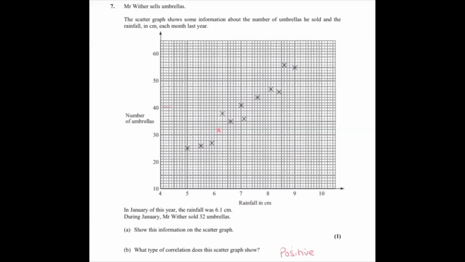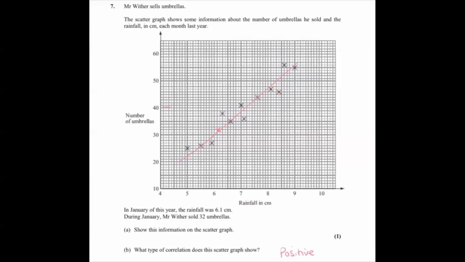Now, part C, Mr. Wither sold 40 umbrellas. Estimate the rainfall for February. So we're going to use the graph. They expect that that 2 marker is part of your method. And we put on a line of best fit. Now, your line of best fit is a straight line that goes all the way through, and you need to do your best to split it in half. I always think of it as a magnet to the crosses.